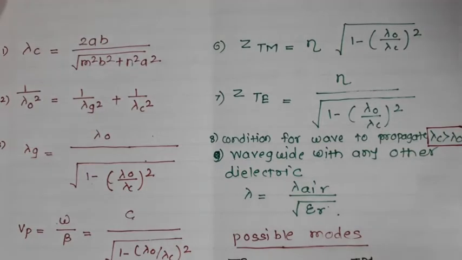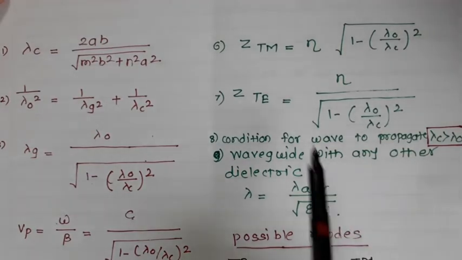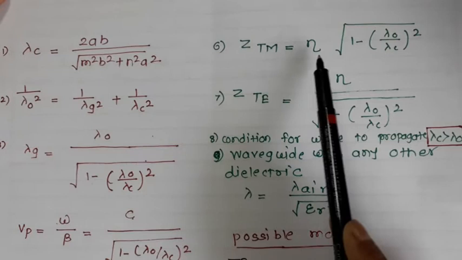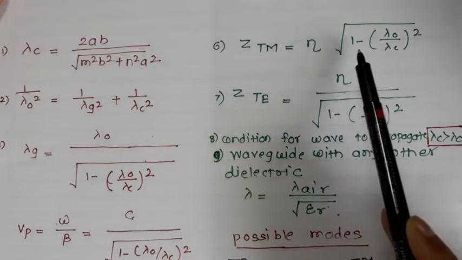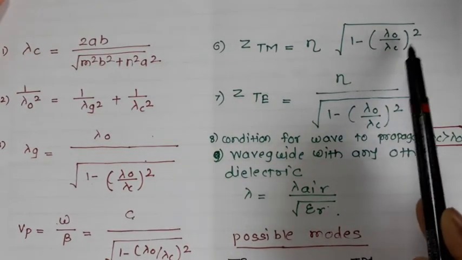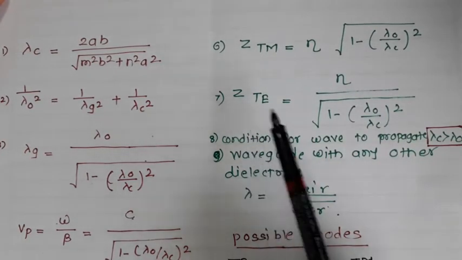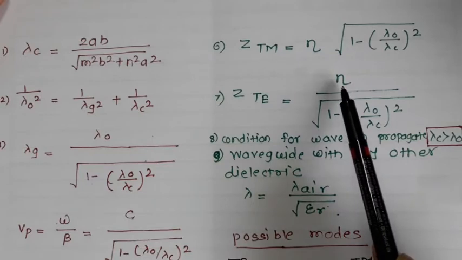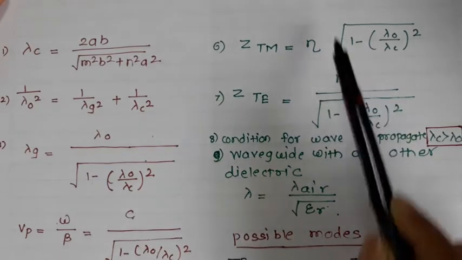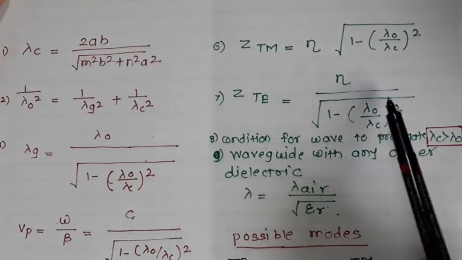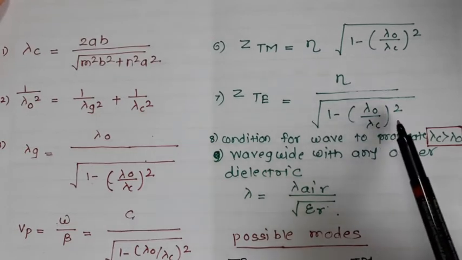Now we will talk about the impedances. TM wave impedance is the intrinsic impedance times the square root of 1 minus (lambda 0 by lambda c) whole square. The TE wave impedance is equal to eta, the intrinsic wave impedance, divided by the square root of 1 minus (lambda 0 by lambda c) whole square.